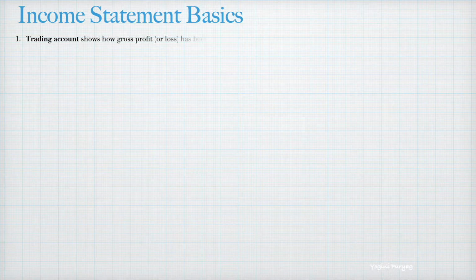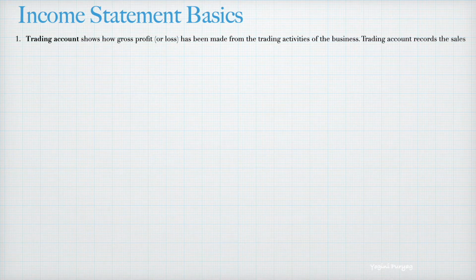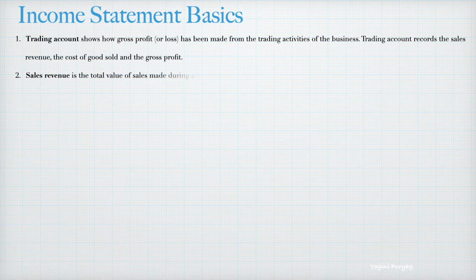Income Statement Basics. The trading account shows how gross profit or loss has been made from the trading activities of the business. The trading account records the sales revenue, the cost of goods sold, and the gross profit. Sales revenue is the total value of sales made during the trading period. It is composed of both sales made on cash or on credit.